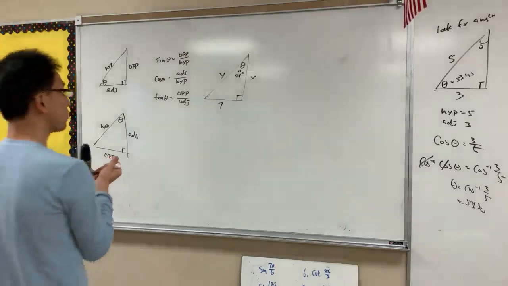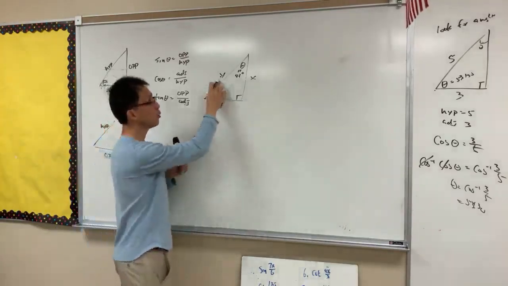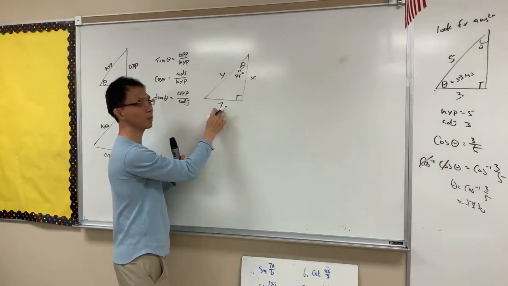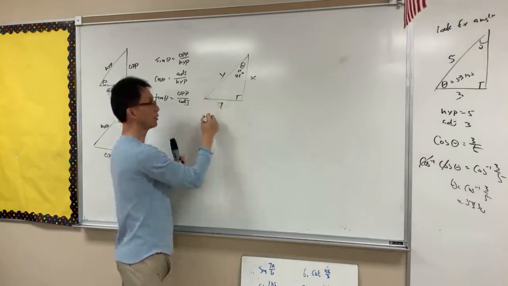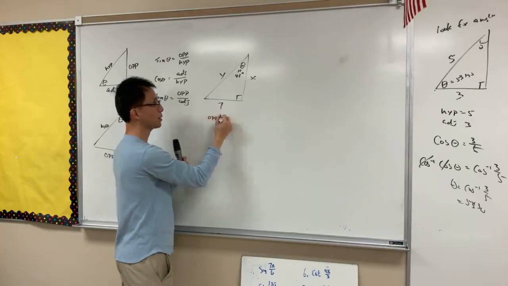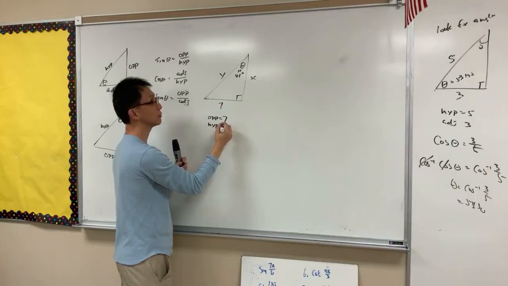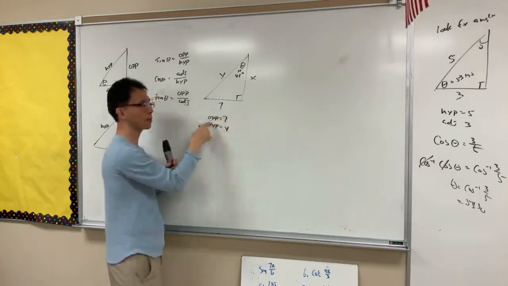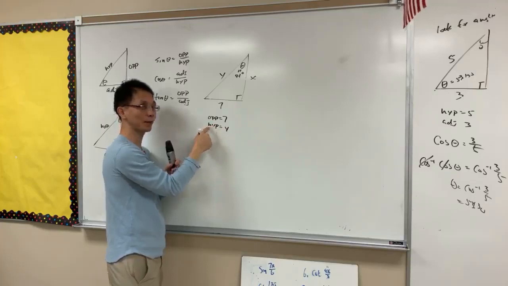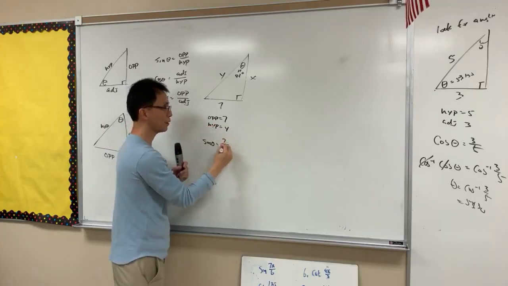So which one am I going to find first? Let's go with y. So y and the 7. 7 is the opposite, and y is the hypotenuse, right? So we have opposite equal to 7, and the hypotenuse equal to y. Which equation uses opposite and hypotenuse? Sine of theta is equal to 7 over y.